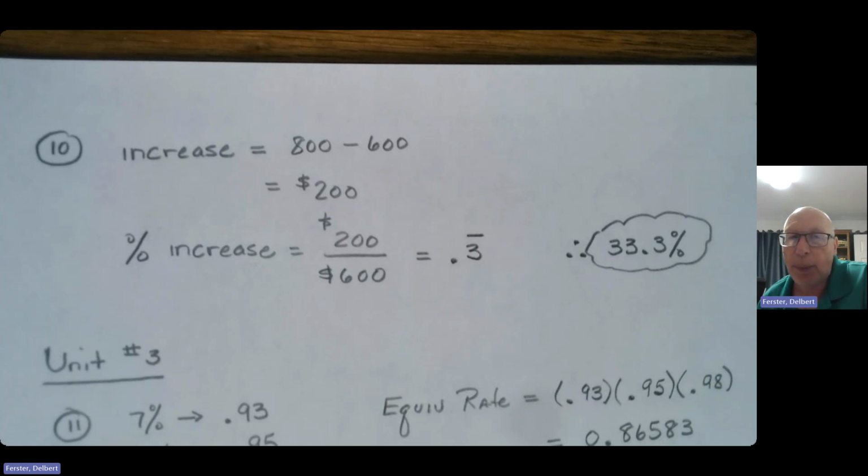So remember, when you're doing percentage increase or decrease, it's the amount of change divided by the number before the change took place, whether that was an increase or a decrease. In this case, my base number was the 600, reflecting what the price was before it went up to 800.